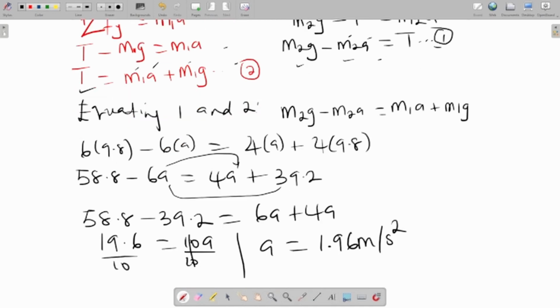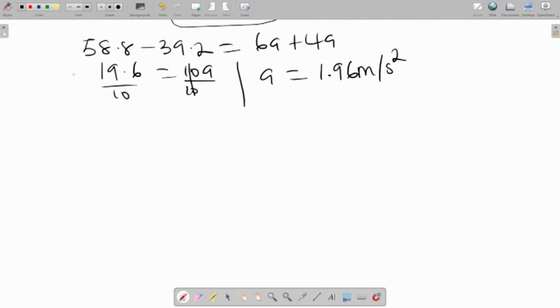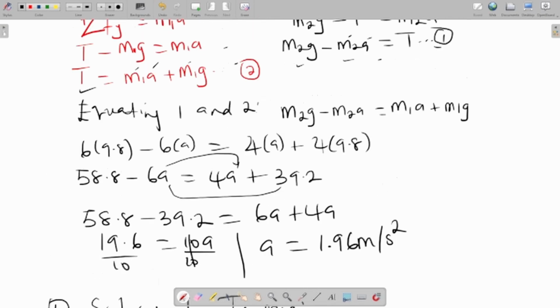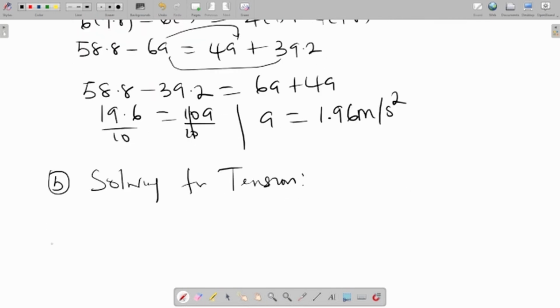Now let's see what we can obtain from this. So I will say solving is our part B. Solving for tension. All right, so let's use equation 2 to solve. Equation 2 is T is equal to M1A plus M1G. So we say that the tension is equal to M1A plus M1G.